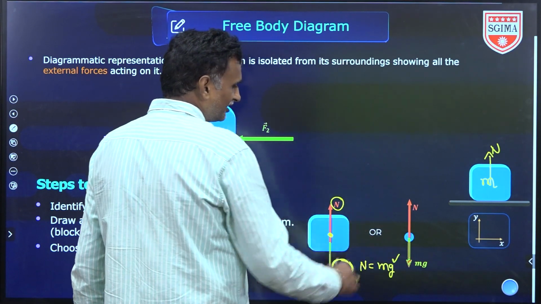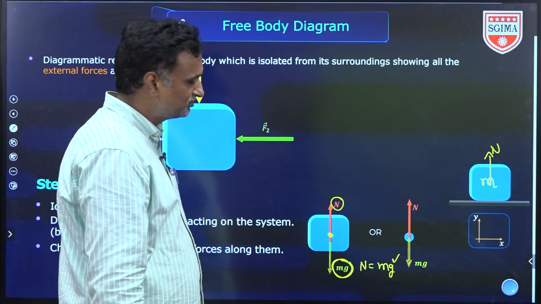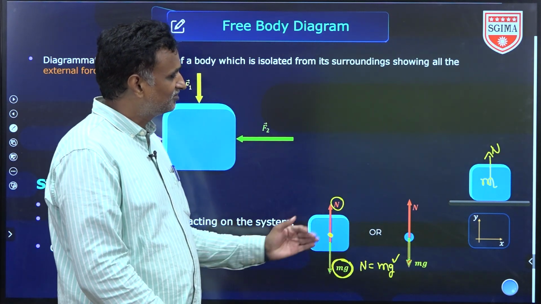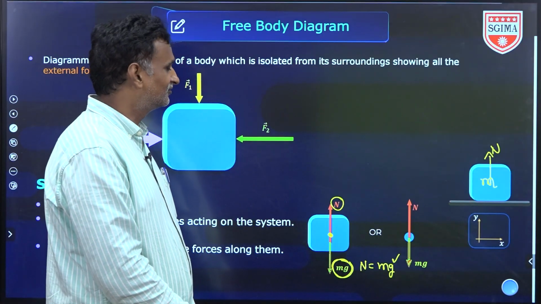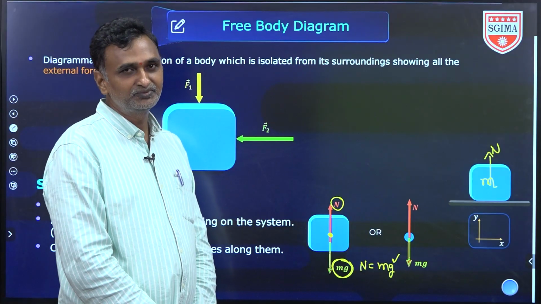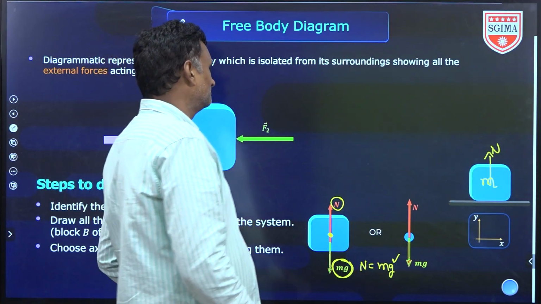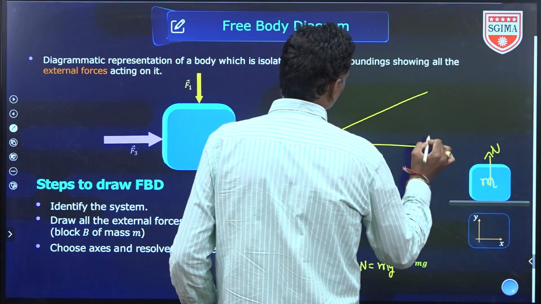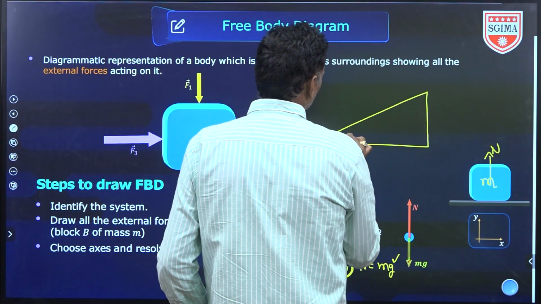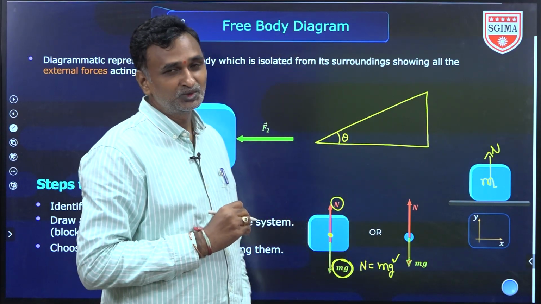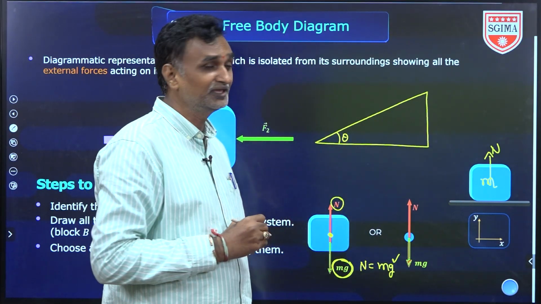This is secondary, we apply it in solving questions, but the major thing we are discussing is the free body diagram, how to draw the forces acting on the body. This is one situation we can take. In the second example we can see this is a wedge, or what we should call an inclined plane.